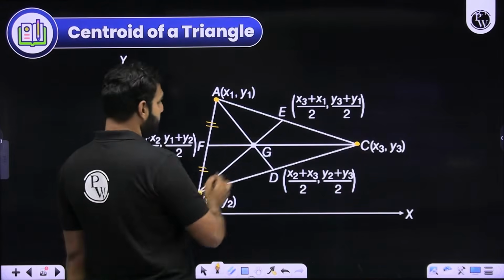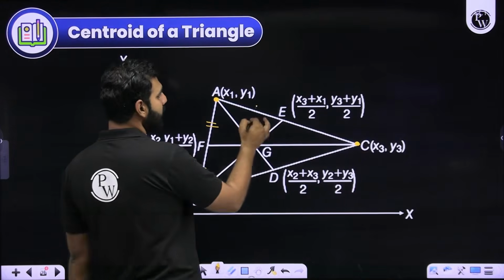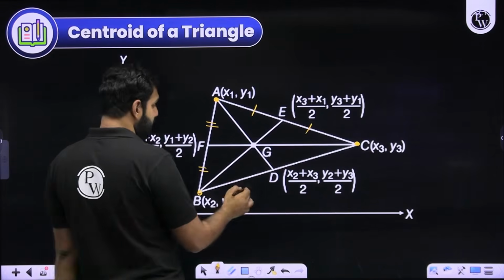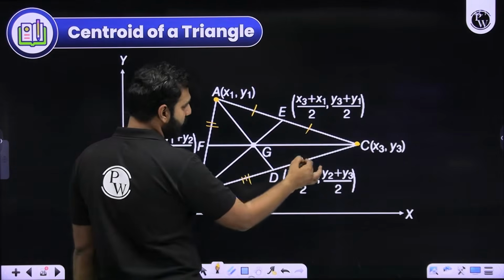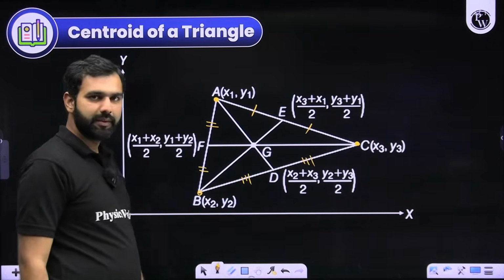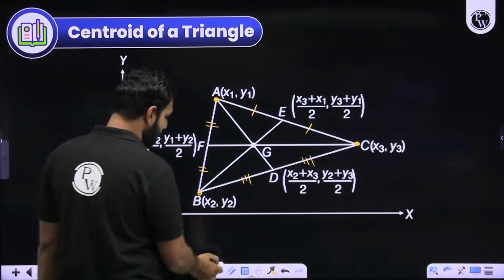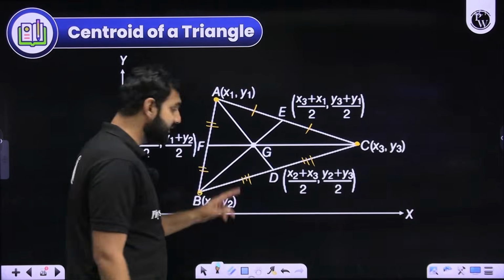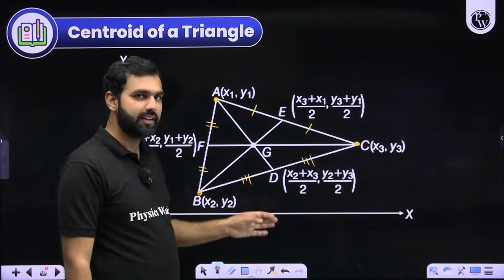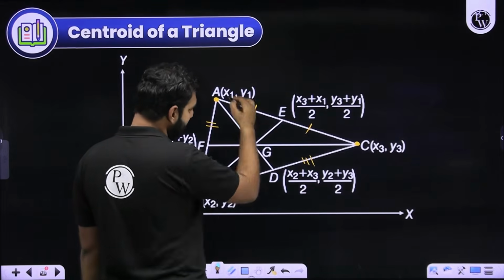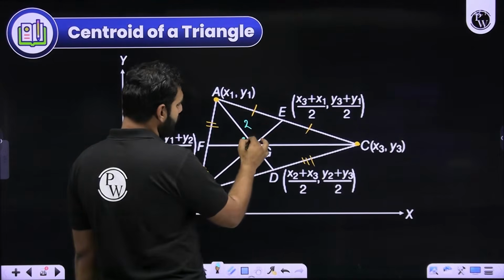This E, BE will be another median. So E is the midpoint of AC. You can find it by using this section formula. This D is the midpoint of BC, so here AD is another median. By having these three medians, I hope you know this other property as well, where we know that the centroid divides any median in the ratio 2:1. So here G will be dividing AG into 2:1.